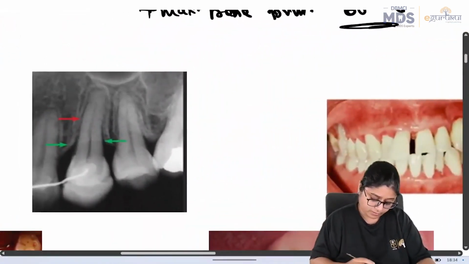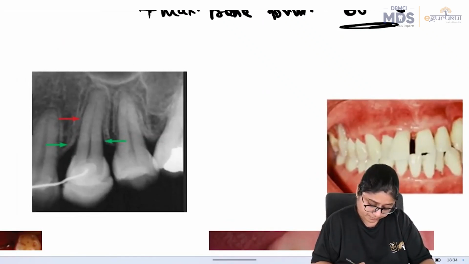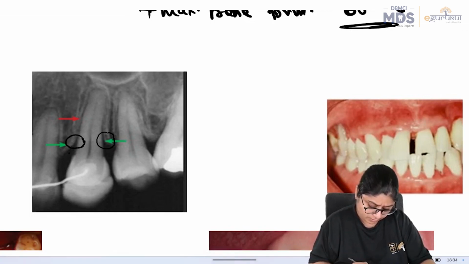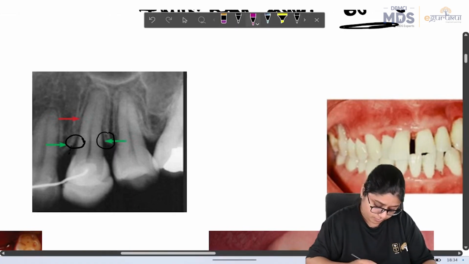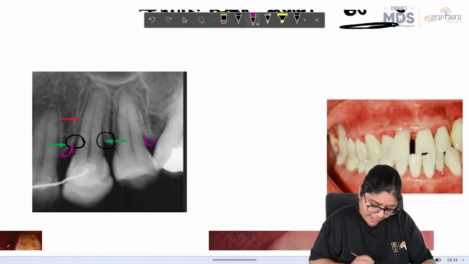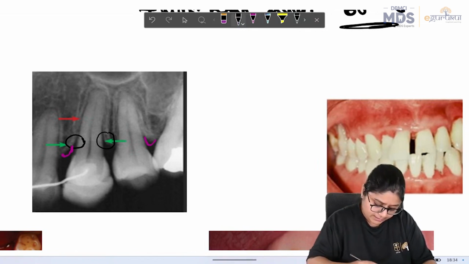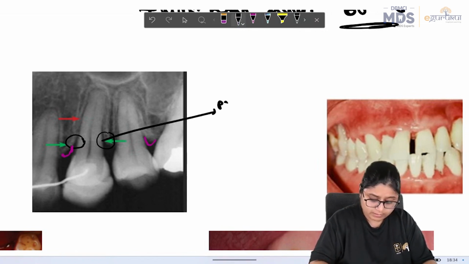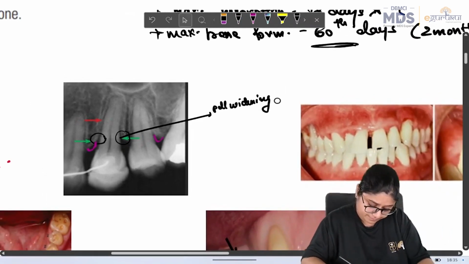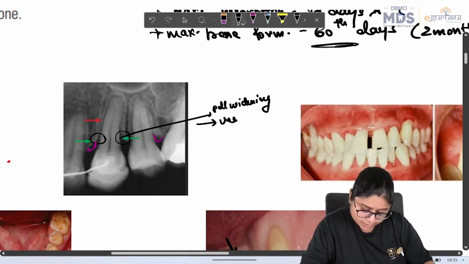This is a case of trauma from occlusion, in which you can see in this region the PDL has widened. It has started undergoing bone resorption. This is the normal height of the bone, and it has started undergoing resorption. See here. So what is happening? There is PDL widening and vertical bone resorption.